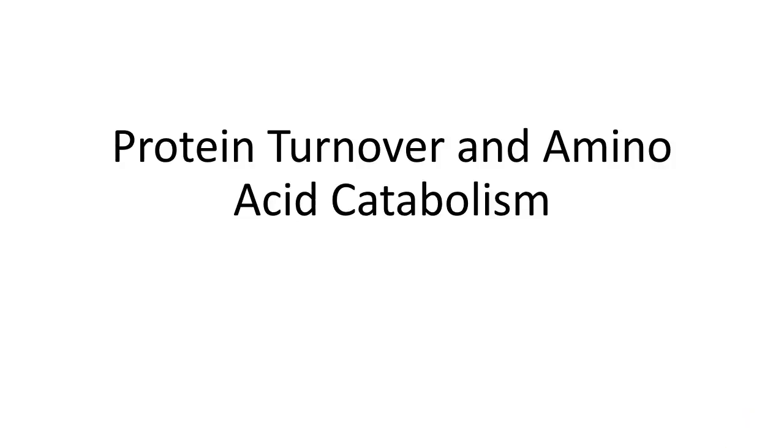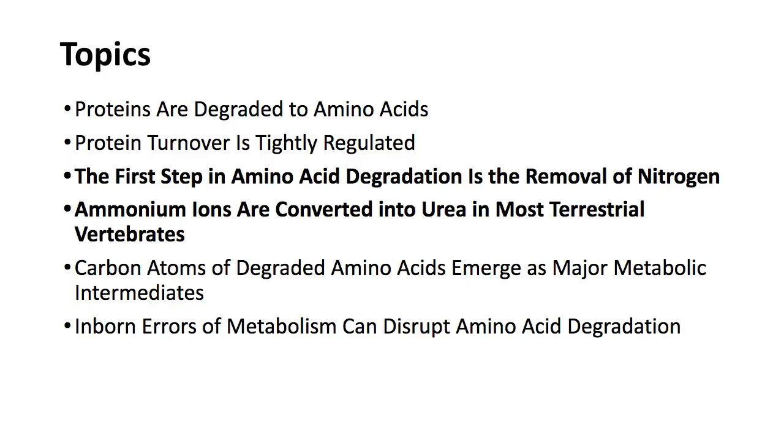Hello class. So this is the second part of the protein turnover and amino acid catabolism series. The topic that we will discuss this time is that the first step in amino acid degradation is the removal of nitrogen, and then the ammonium ions are converted into urea in most terrestrial vertebrates. So we're going to talk about the urea cycle that I had mentioned previously.